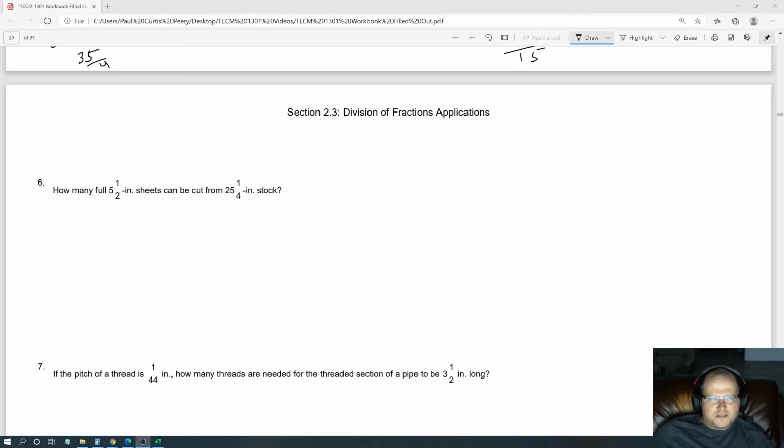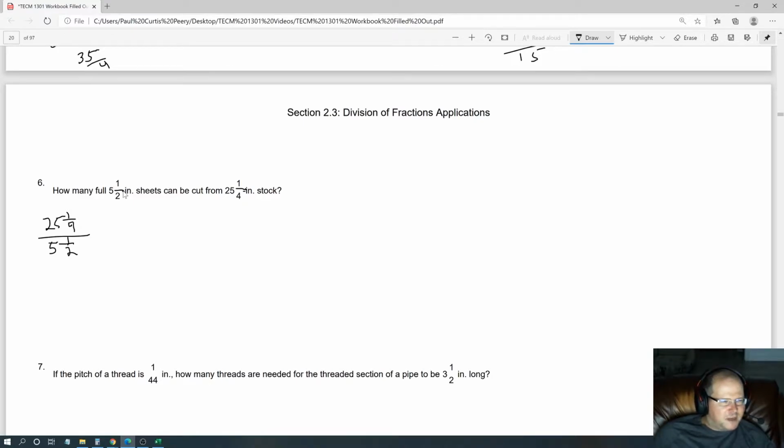Section 2.3, Division of Fractions Application. How many full 5 1/2 inch sheets can be cut from 25 1/4 inch stock? Okay, so this is how much we have. This is the total of what we're dealing with here initially. It's our stock, and we're dividing it by, we're trying to cut it into 5 1/2 sheets.